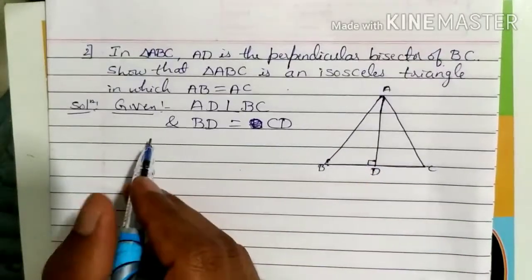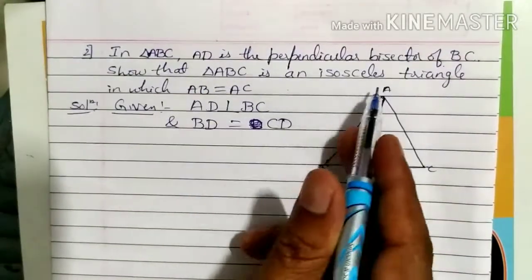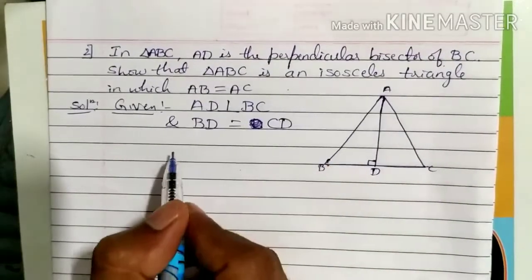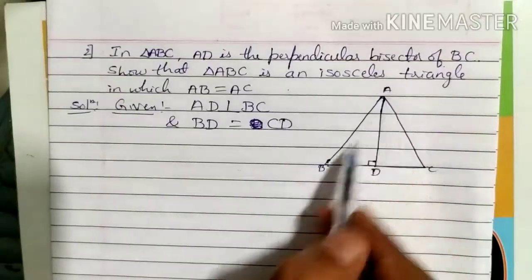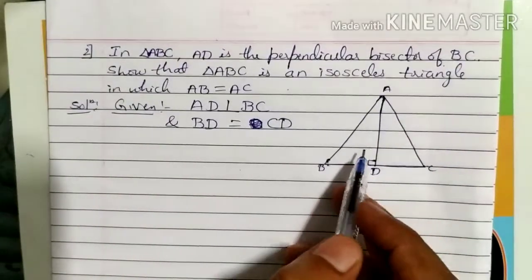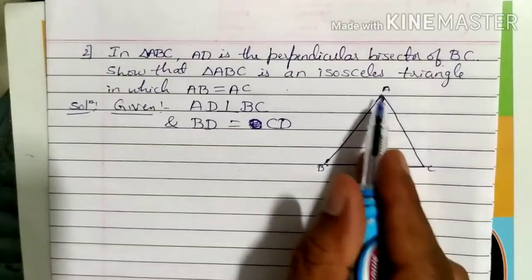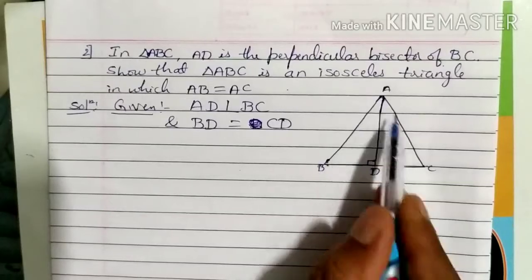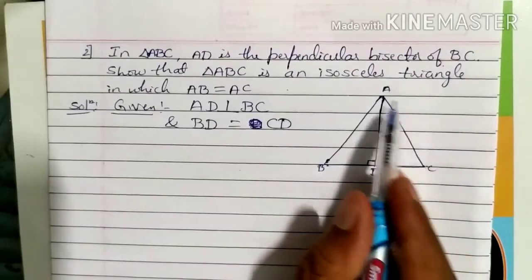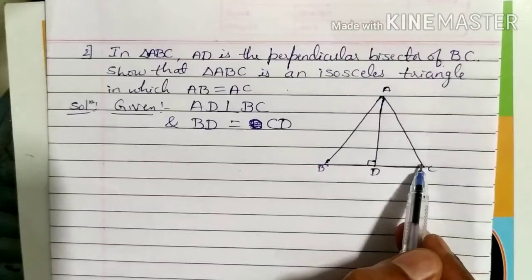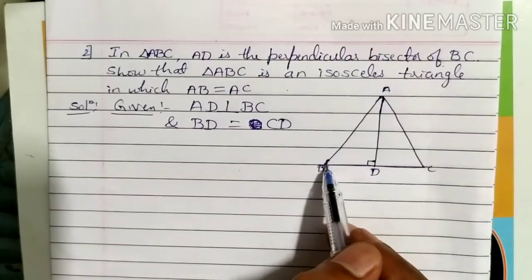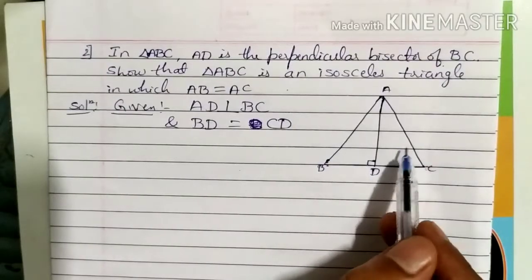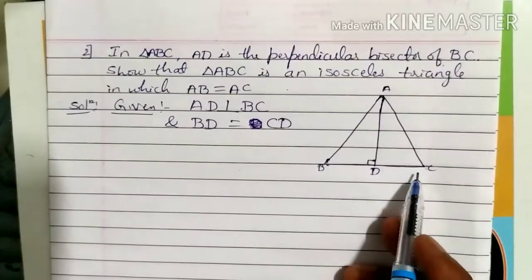Next, what we have to prove? We have to show that ABC is an isosceles triangle with side AB equal to AC. Now you can see here AD divides triangle ABC into two triangles, triangle ADB and triangle ADC. To prove that AB is equal to AC, let us show that triangle ADB and triangle ADC are congruent triangles.